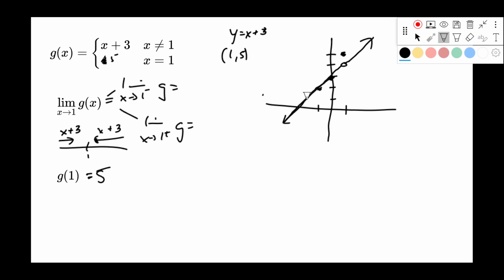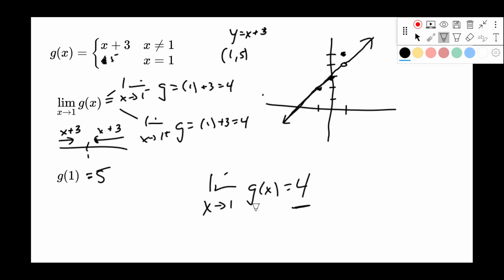From the left, I'm on the line. So I'm going to take 1 and add 3. It gives me 4. From the right, I'm still on the line as I'm approaching 1. Remember, I'm not standing on 1. I'm just approaching it. So that's 1 plus 3. That's also 4. So the limit as x approaches 1 of g of x, we'll write it down here, is 4. And that's my answer.